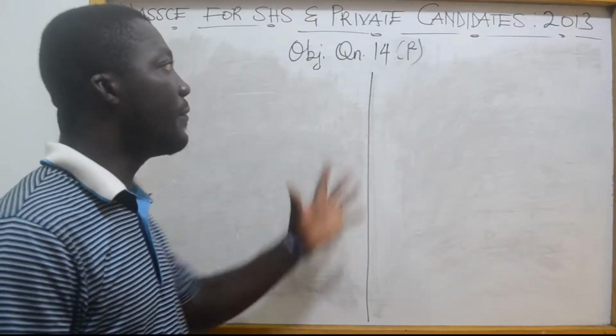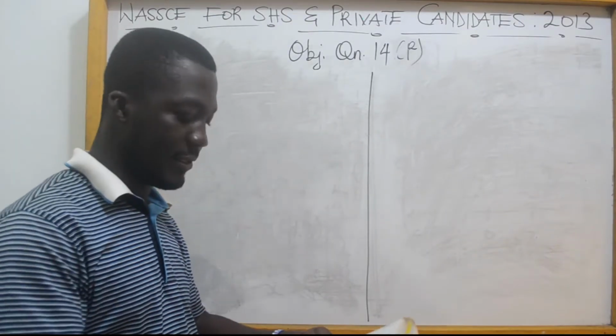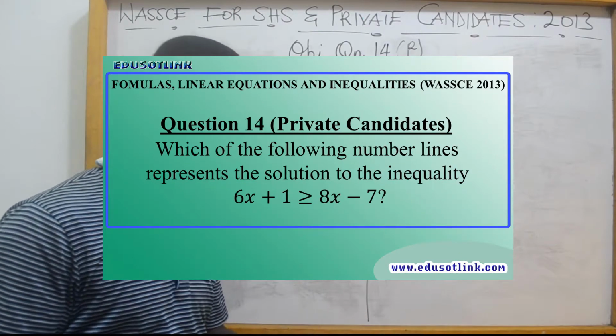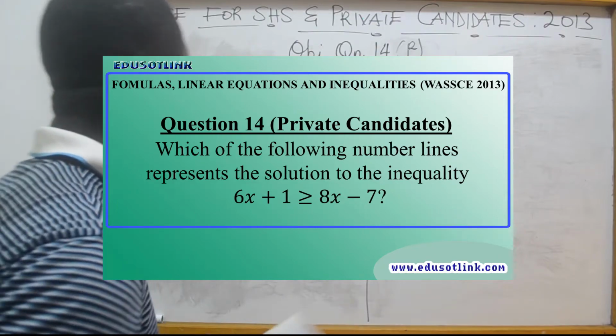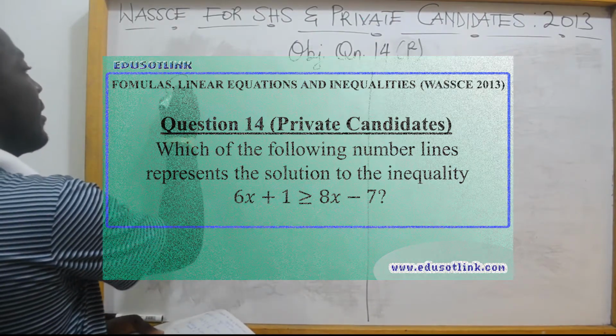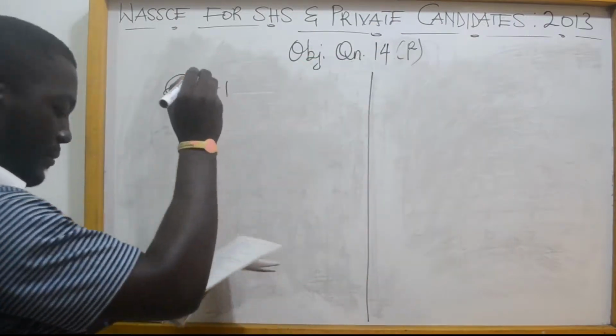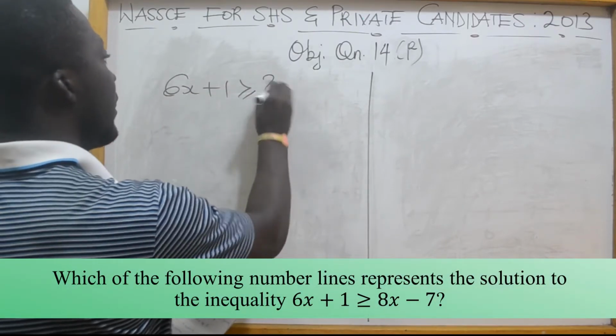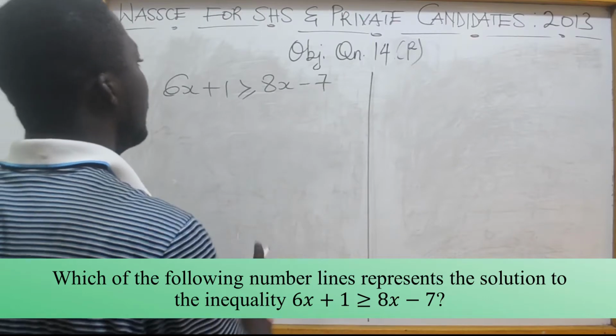Objective question 14 for private candidates, and it says: which of the following number lines represents the solution to the inequality 6x plus 1 greater or equal to 8x minus 7.